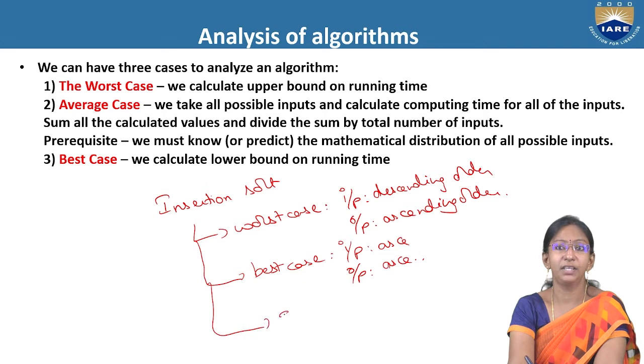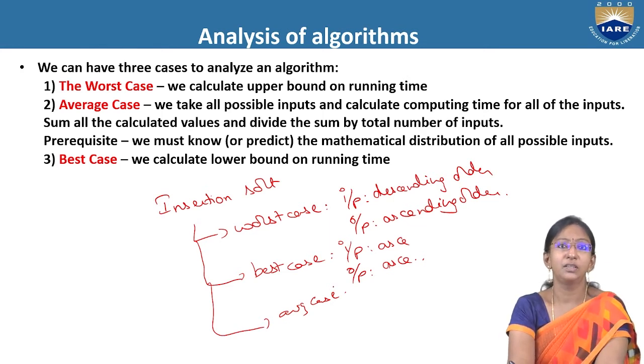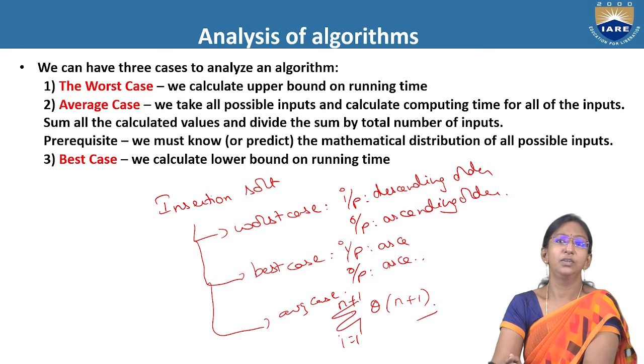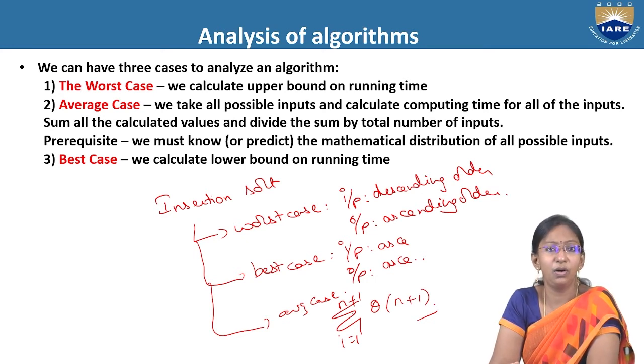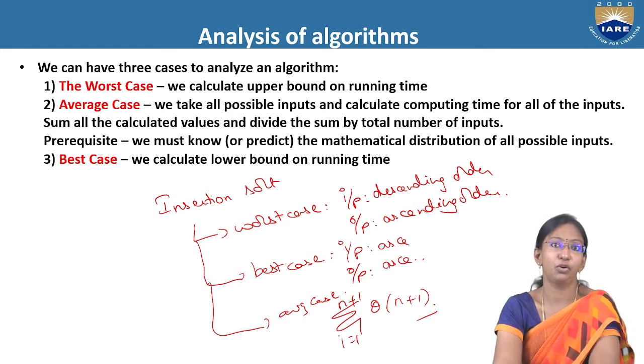Coming to the average case. Average case is nothing but the summation of all the cases, that is a sigma of i equal to 1 to n plus 1 theta of n plus 1. Right? So this is going to consider all the cases for n elements, and even the case when we cannot do that, that is the worst case. So it takes all the cases, evaluates them, and gets the average of it. That is nothing but the average case.